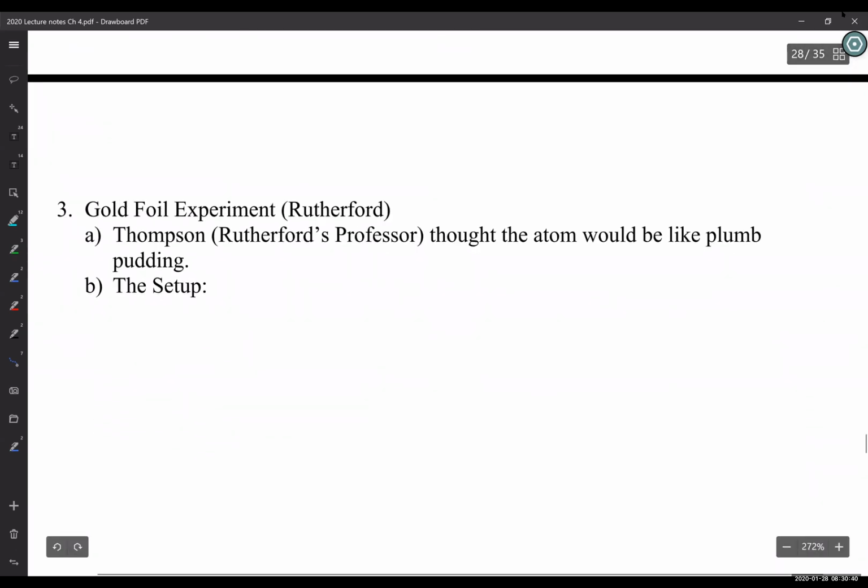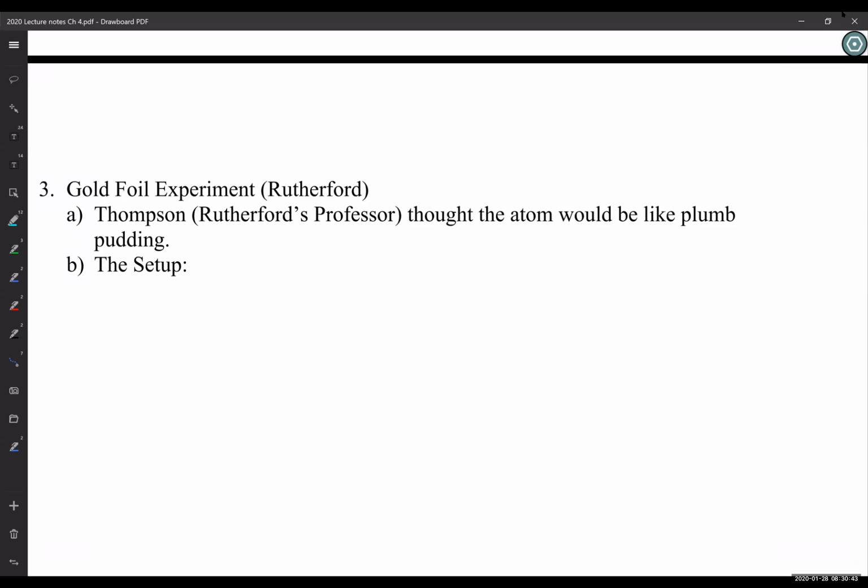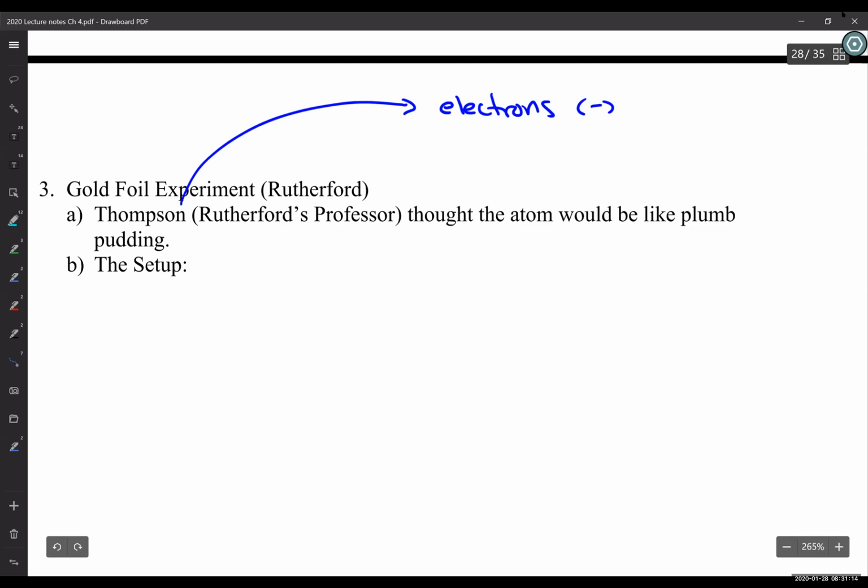So how did Rutherford discover the nucleus? To start with, J.J. Thomson, the electron guy, discovered electrons, and he knew their charges were negative. So this is from Thomson: they have negative charge. And then they also knew that all matter was electrically neutral.